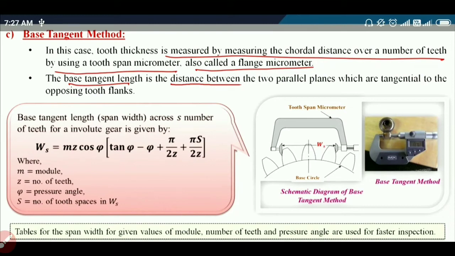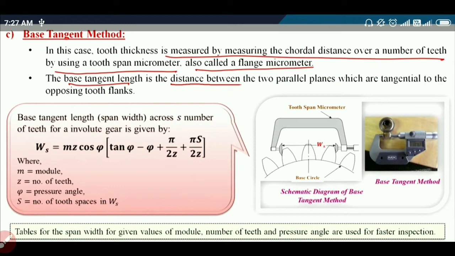Base tangent length across s number of teeth for an involute gear is given by the equation Ws is equal to m into z cos phi into tan phi minus phi plus pi by 2z plus pi into s by 2z, where m is the module, z is the number of teeth, phi is the pressure angle, s is the number of tooth space in Ws as shown in figure, which is to be measured.